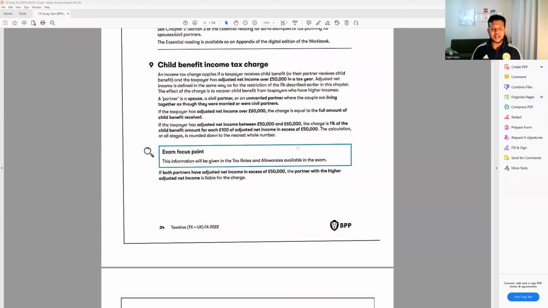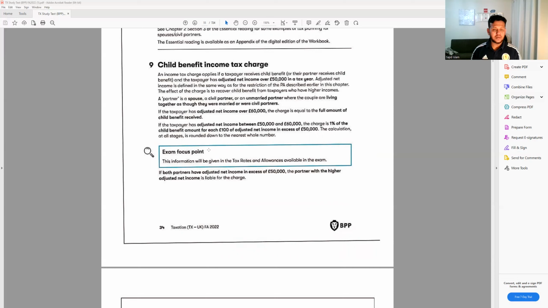So there will be income tax if your adjusted net income is more than 50,000 a tax year. So let's have a look. If a taxpayer has adjusted income 60,000, the charge is equal to the full amount of the child benefit received. So if your income is 60,000, then you pay the tax on the full amount of the child benefit you're receiving.